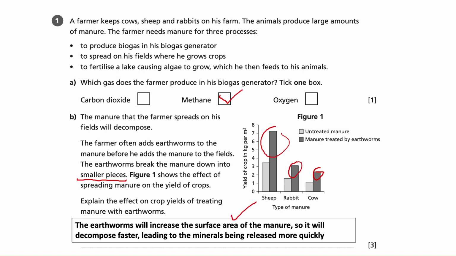That then means that the manure will decompose faster, scoring as the second mark. Clearly, the increase in surface area will increase the decomposition rate, and that therefore means that the minerals will be released more quickly from the decomposing manure because that decomposition rate is faster. That therefore scores as the final and third mark. Those 3 points score the 3 marks available for this question.